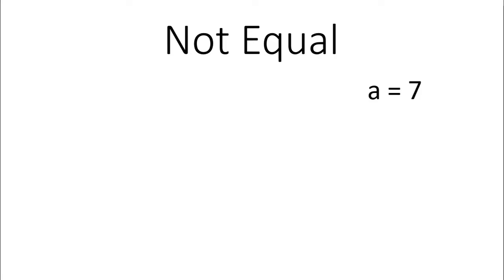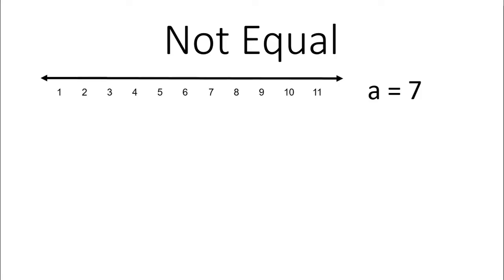So if I say A equals 7, A has a specific value. A is equal to 7. Now I can show you that on a number line here. The only value that A has is the 7.